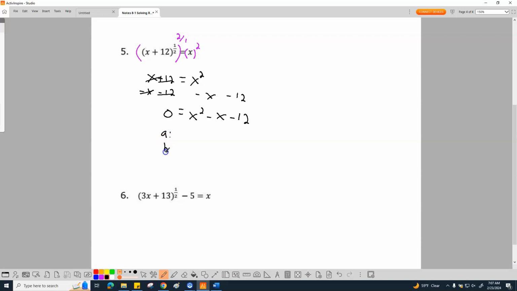You get your a, your b, your c, and your ac. A is 1, b is -1, c is -12, and ac is -12. So it's got to multiply to that and add to that. What does it add and multiply to? Let's see: -12, -3, and 4. I think the numbers are going to be -4 and 3. -4, 3. That's definitely what it is.